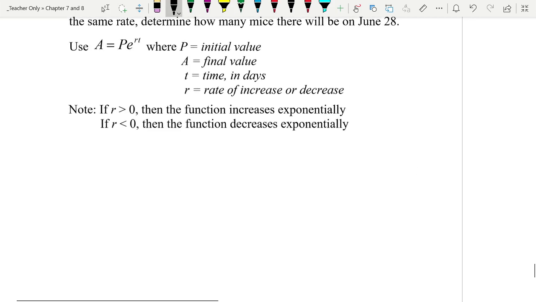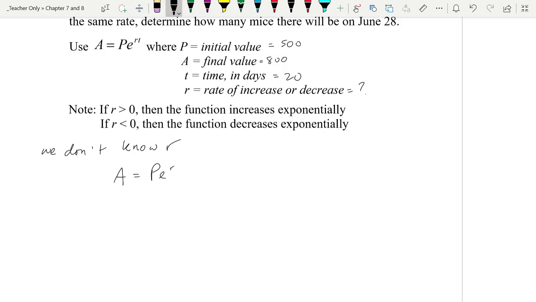Okay, so what we don't know is R. What we do know is time in days is 20. We know P, the initial value, is 500 mice at the start and 800 mice at the end. That's what we're looking for. So A equals P e^(RT), the PERT formula. 800 is 500 times e to the R times 20.